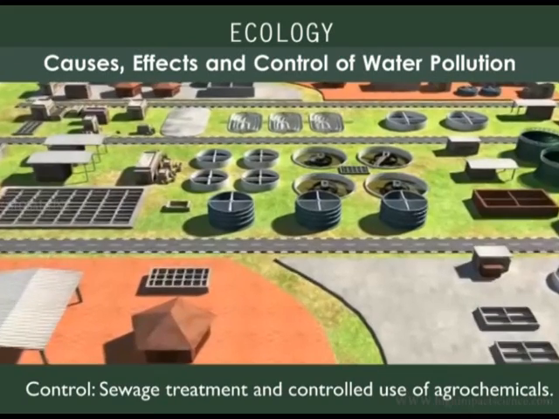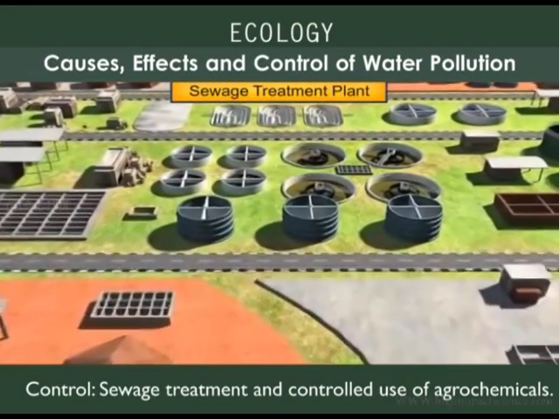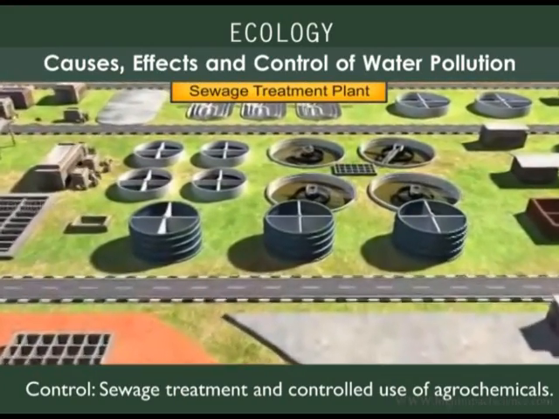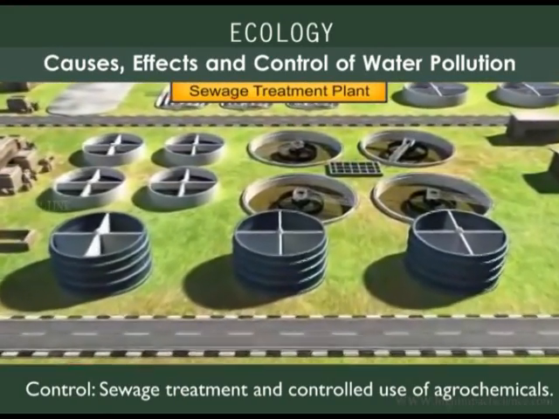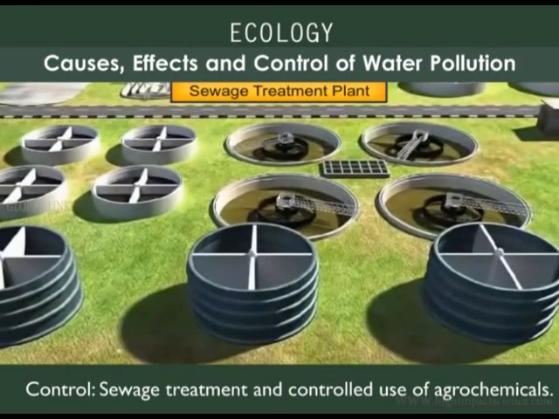Water pollution can be controlled by treating wastewater before discharging into water bodies, as well as controlled use of agrochemicals and fertilizers.